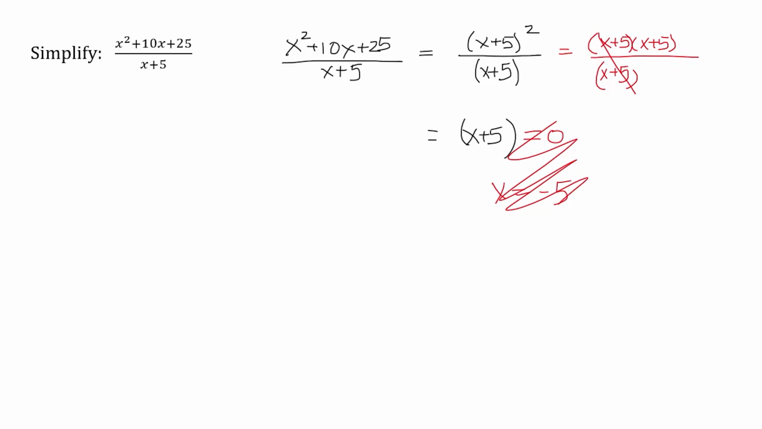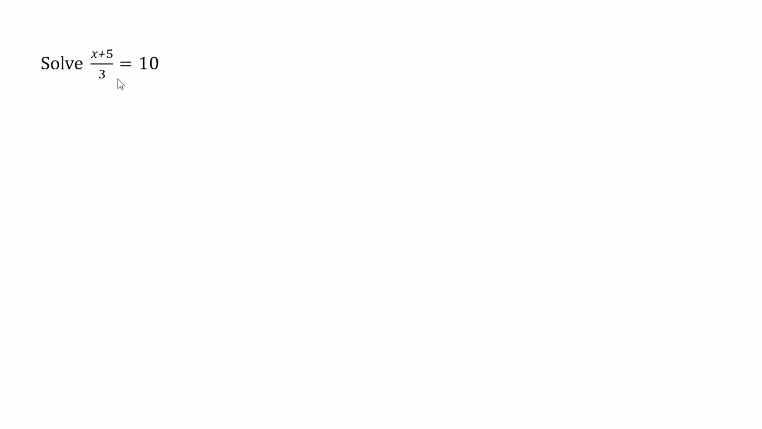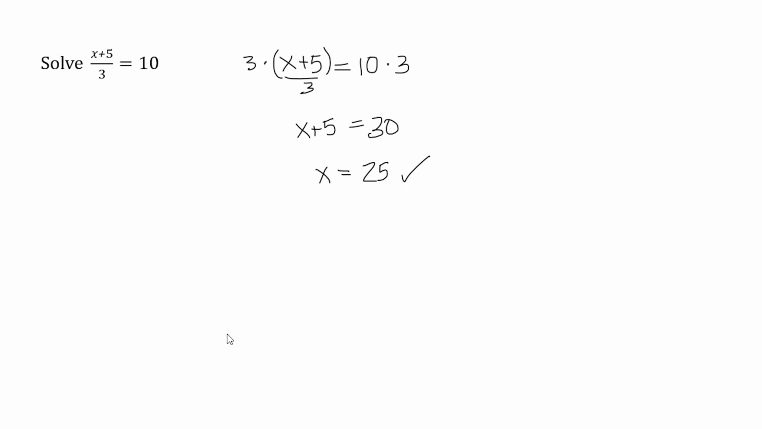You can't solve it. Now this problem says solve, and it begins with an equal sign. So I do expect to get an x equals something at the end of it. Of course, if I multiply both sides of x plus 5 divided by 3 equals 10 by 3, I'll get x plus 5 equals 30, x equals 25. And that's what I expect. This is an equation. This is the solution to the equation.